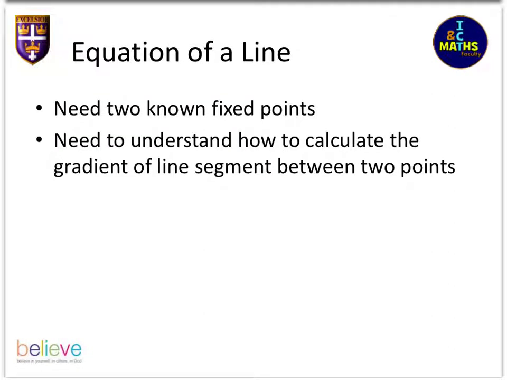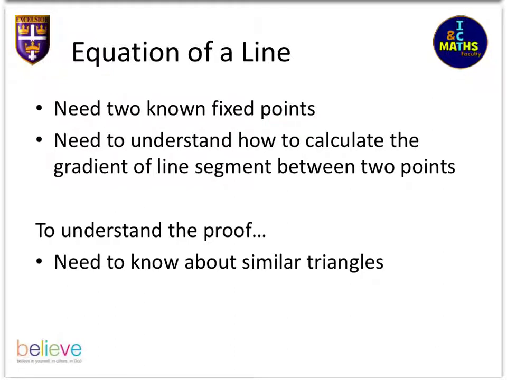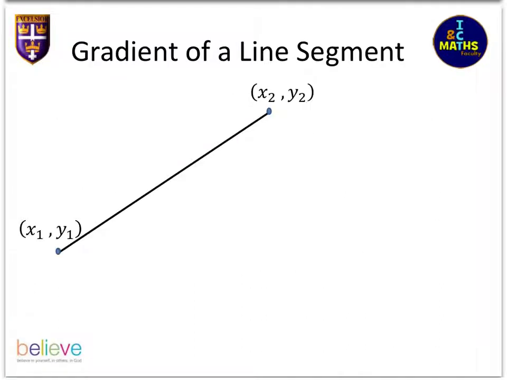The next thing we need is for you to be able to understand how to calculate the gradient of a line segment between points. Really just got to check a few things here. So the line segment is basically the bit of the line that would join the two fixed points that we're given. You'll also need to be able to understand everything about similar triangles, how to identify similar triangles and how their lengths are connected. Right, so let's begin by looking at this gradient of a line segment.